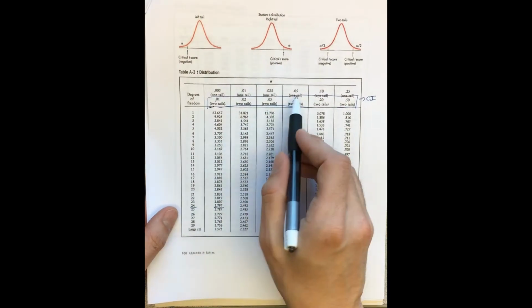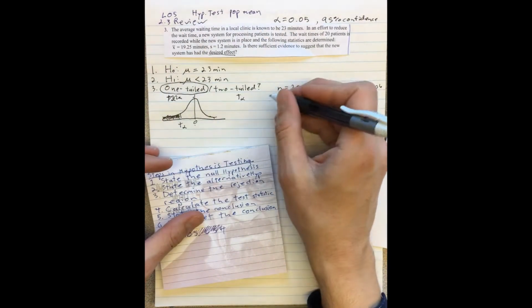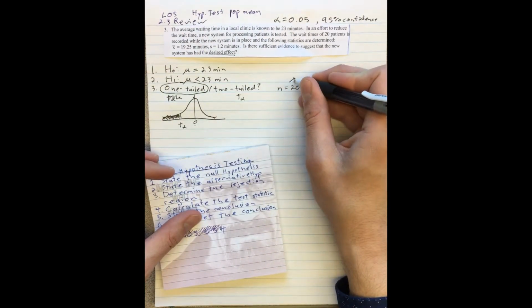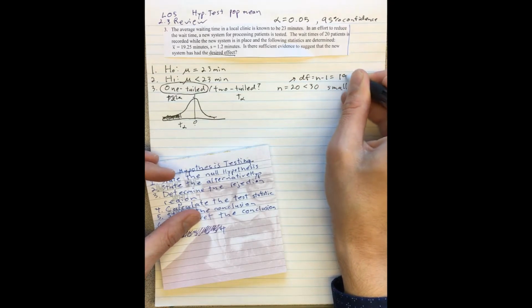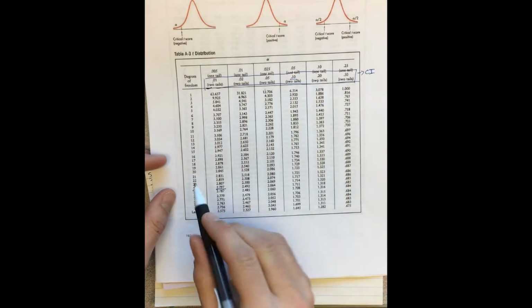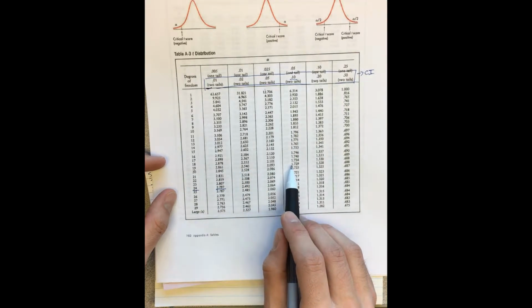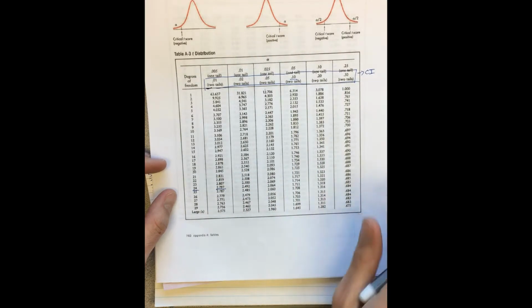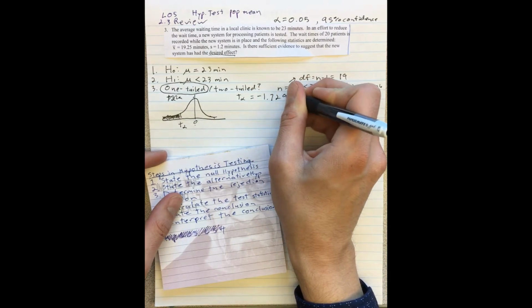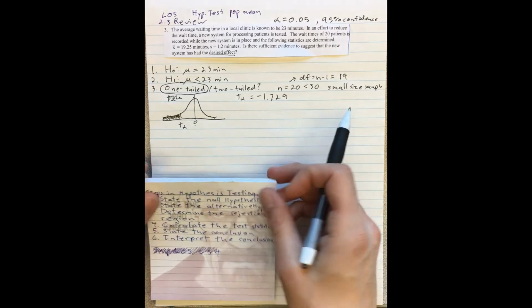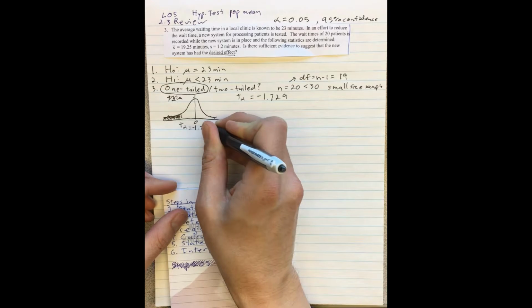So T alpha, we look here. We know that alpha is 0.05, so we're going to be in this column. And the degrees of freedom we're working with here, if n is 20, df is equal to n minus 1, which is 19. So let's look on the table: 19 and 0.05. 1.729 is what I get. So this is equal to negative 1.729.